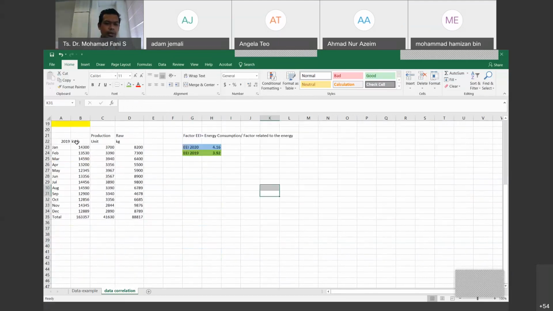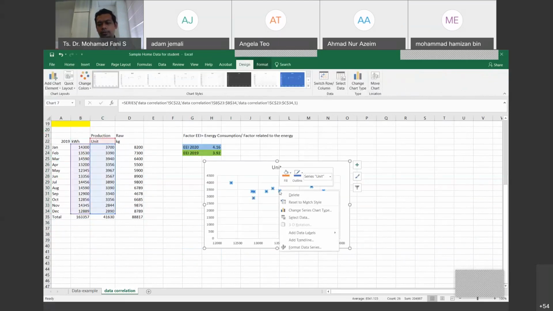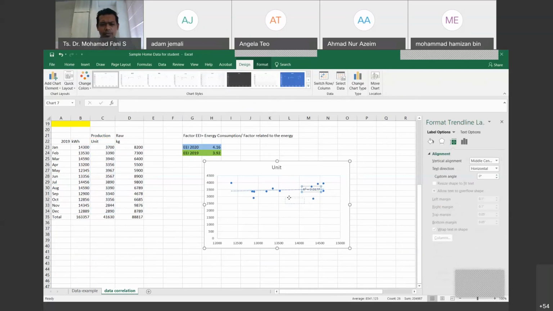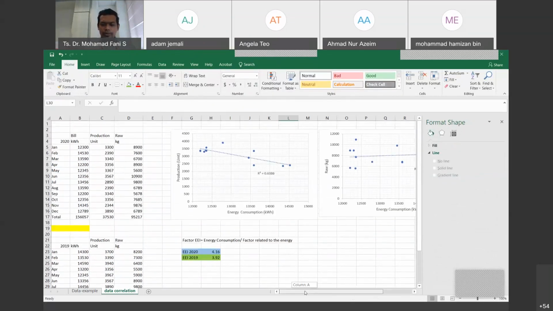R square, okay. We do this one. Select this one. Now there is already a scatter graph. Okay, right click, add trend line. To find the option, tick display R square. Oh, okay. Okay. Thank you, Doctor. All right, welcome.